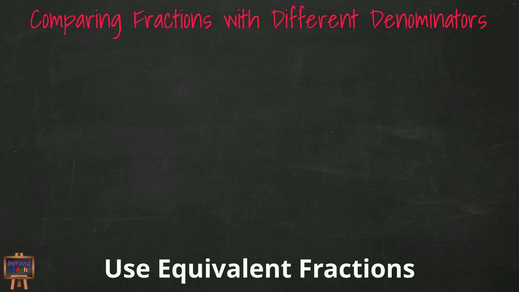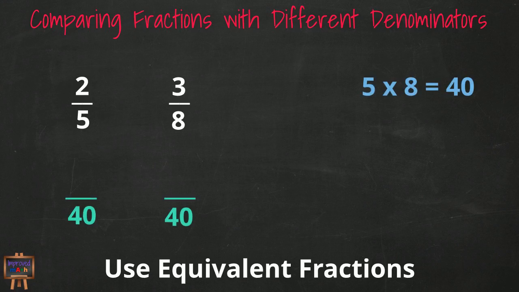Let's look at the example of 2/5 compared to 3/8. Both denominators are different. However, we can create new fractions that are equivalent to these and then do our comparison. The easiest way to convert both of these fractions into equivalents is to find the least common multiple or lowest common multiple. The lowest common multiple of both 5 and 8 is 40.